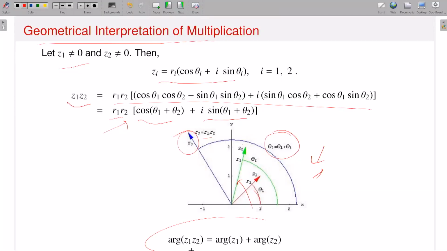Now you have one equation: small arg of Z1 times Z2 is equal to small arg of Z1 plus small arg of Z2. What is the meaning of that? Just now I said that given a complex number, small arg of Z is a set. So this equality actually means a set equality. You have three sets there. So what is the meaning of the equality?